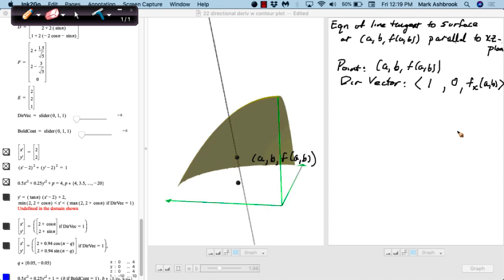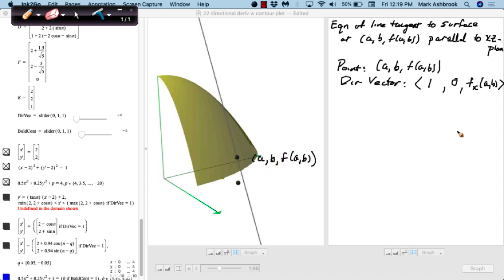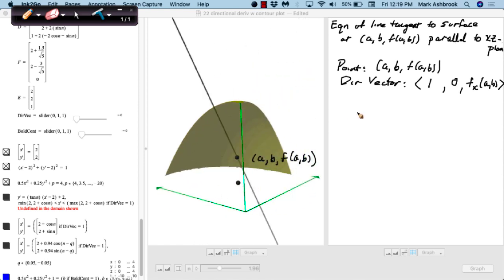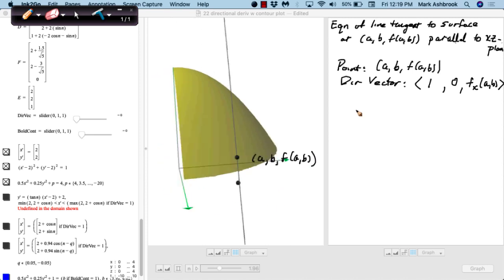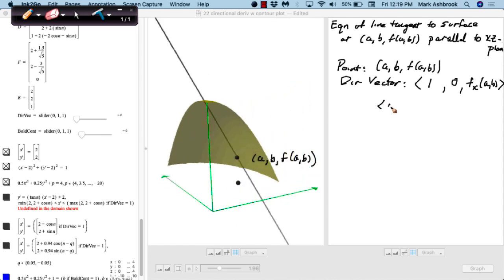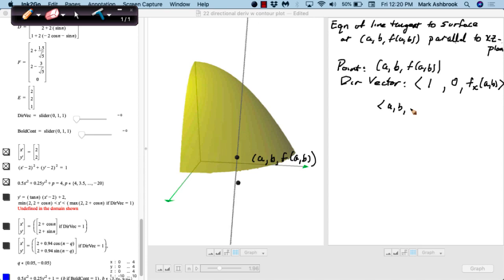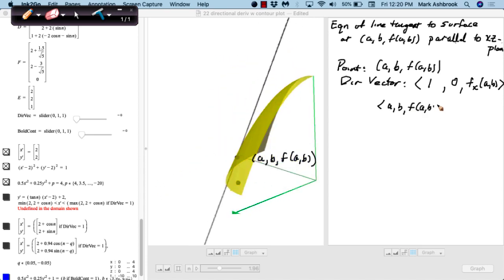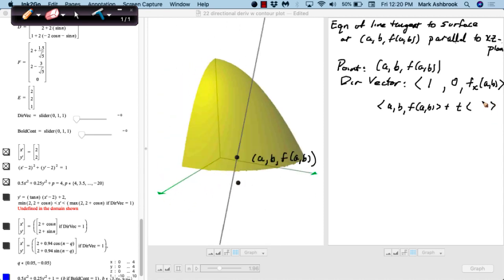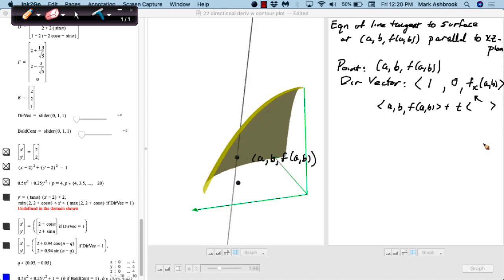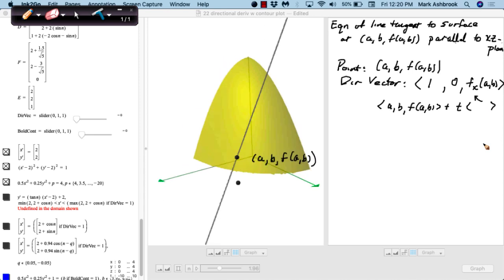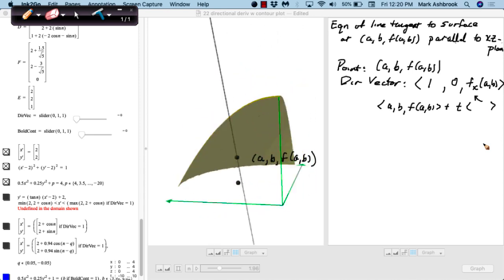So now we want to write the equation of the line. What is the equation of the line then? Vector (a, b, f(a, b)) plus scalar t times, I don't have room, that direction vector. So that's our vector equation of the line. You start with a point, and then plus any scalar multiple of our direction vector gives us all the points on the line, right?